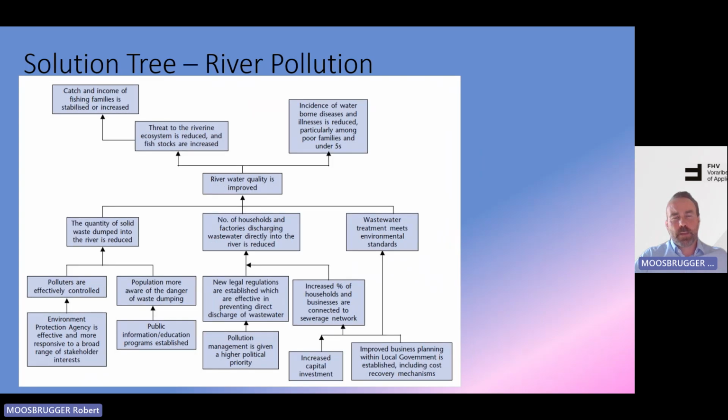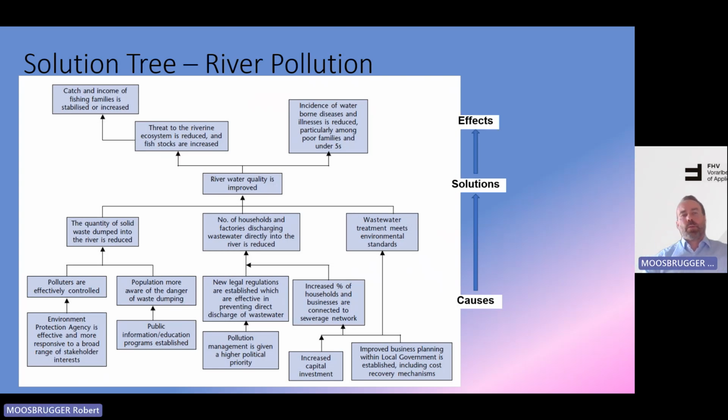And then as a next step, you simply turn this problem tree into a solution tree. That means you start reformulating the problems into solutions. The quality of the water, which was a problem, you describe as a solution that your project will bring about, meaning river water quality is improved, for example. The same with the causes. For example, wastewater treatment meets environmental standards, or the quantity of solid waste dumped into the river is reduced, etc.